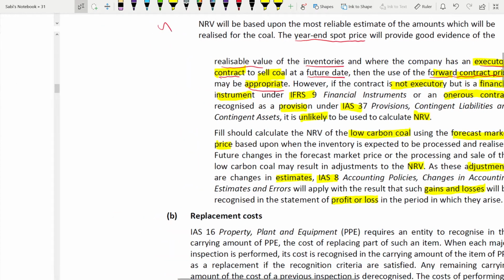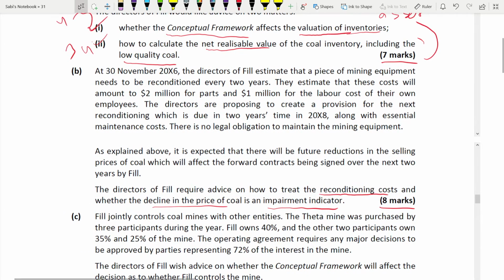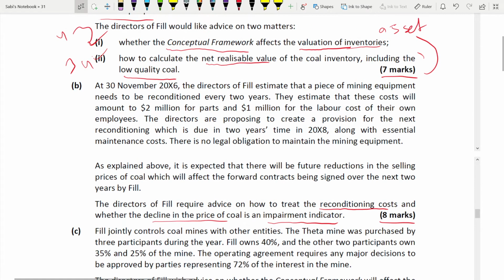Coming to part B, we have to read part B. At 30th November 2006, directors of Phil estimate that the piece of mining equipment needs to be reconditioned every 2 years. Mining equipment, it's a non-current asset. You have to recondition it. So they estimated that this cost will amount to 2 million. It's just an estimation. That means in the future they have to do this. And 1 million for the labor cost, for their own employees.